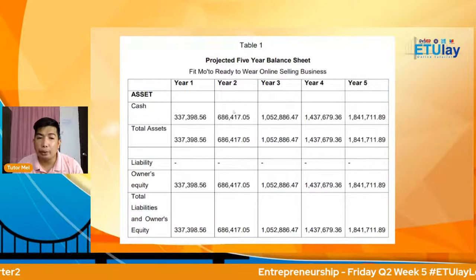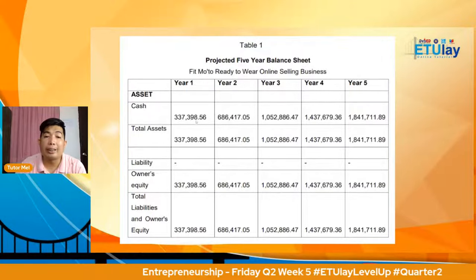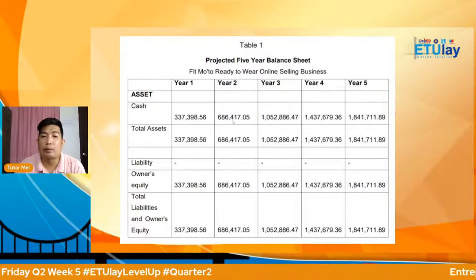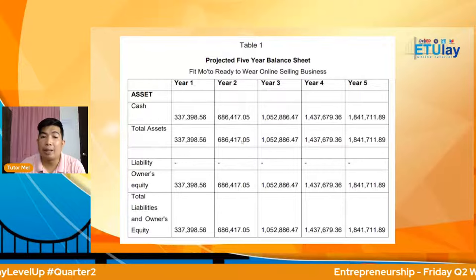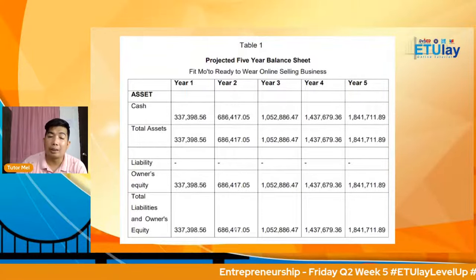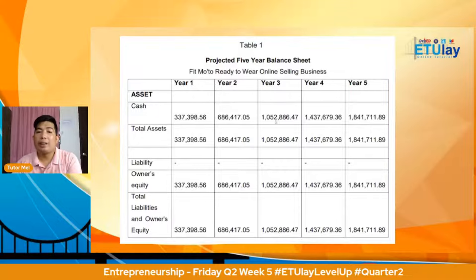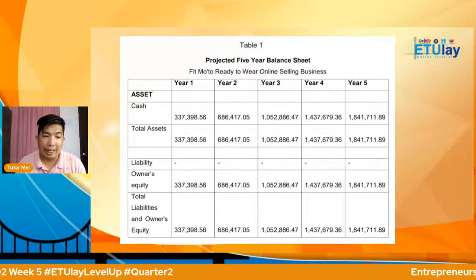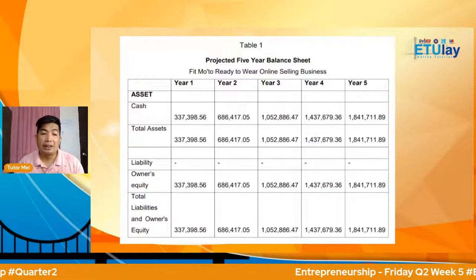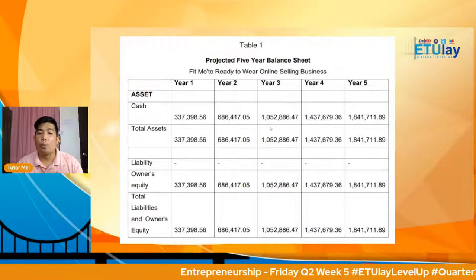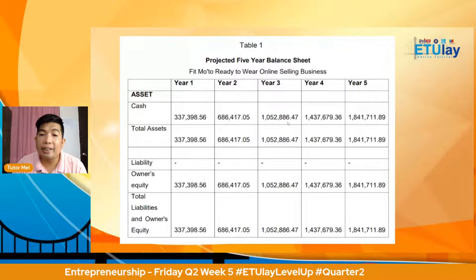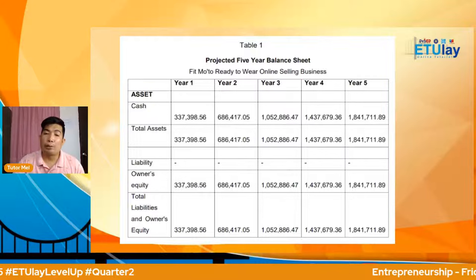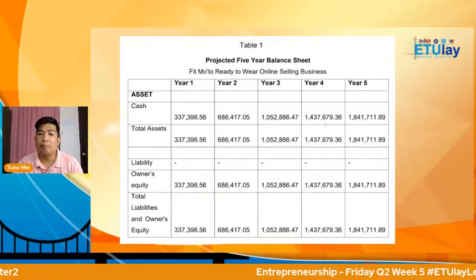Ngayon, nung year 2, from 337,398.56, naging 686,417.05 na ang kanyang total assets. Ganun din ang kanyang total liabilities and owner's equity. Year 3, ayan, di ba napakaganda? Kasi lumalaki yung kanyang finances. Ayan, so sabi nga ni Ma'am Mira, assets is equals to liabilities plus owner's equity. Ayan, so 1,052,886.47 na siya yung kanyang total assets. Ganon din ang kanyang total liabilities and owner's equity. Pag year 4, dumating na yung year 4, no?